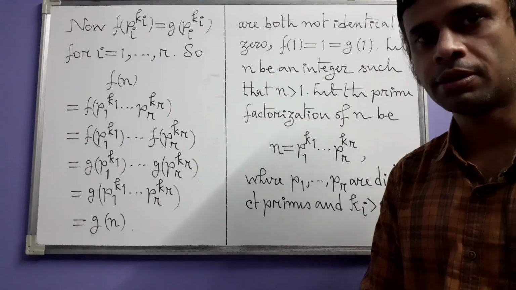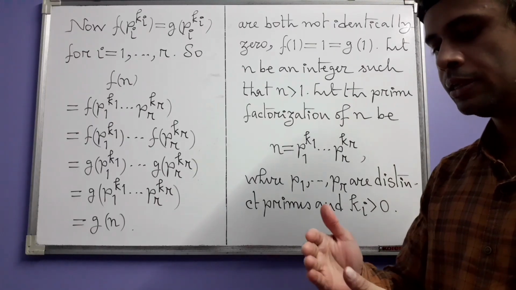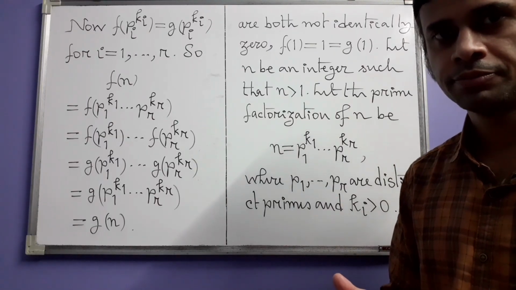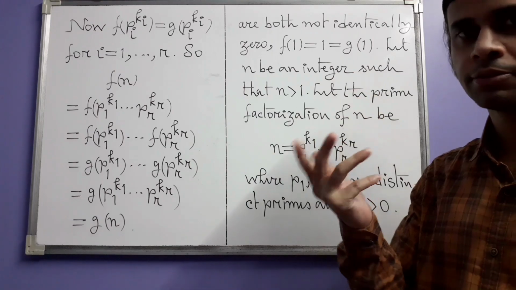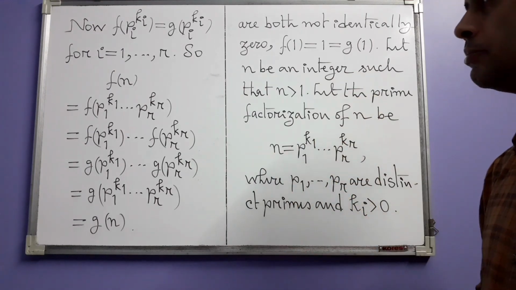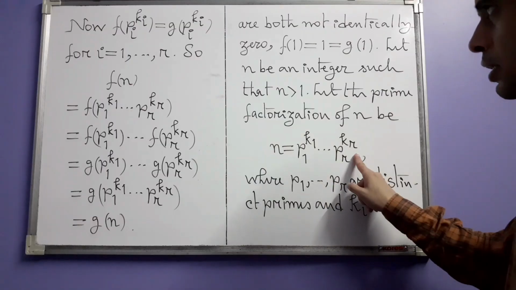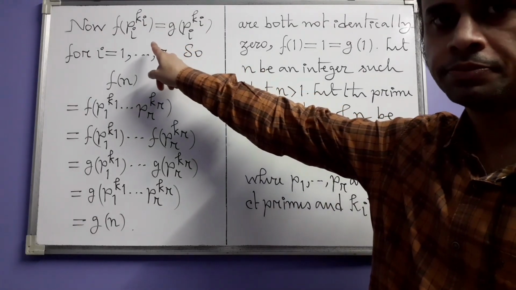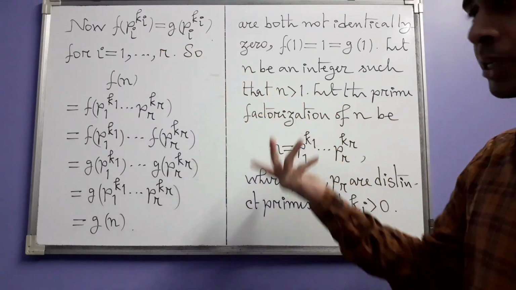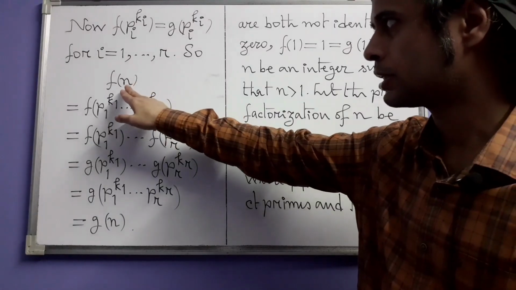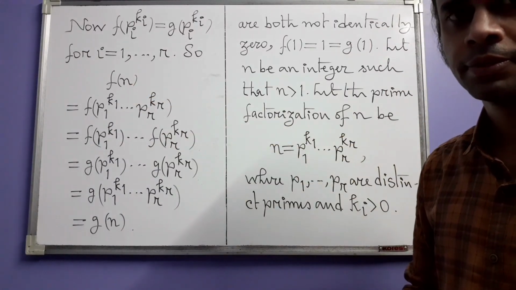Now what do we know about f and g? That they agree at every prime power, where there is a prime and the exponent of course is a positive integer. So in particular that would be true for the prime powers appearing in this factorization also. So now what shall we do? Let us see how we can calculate f of n.